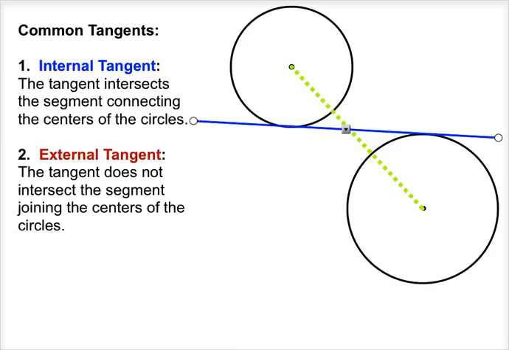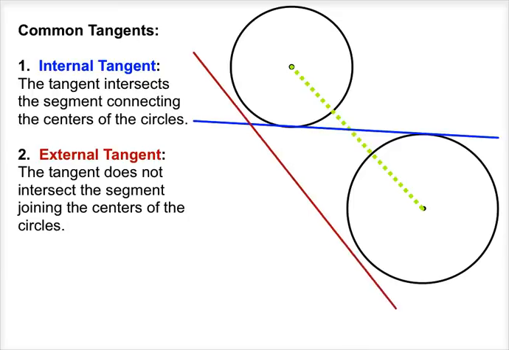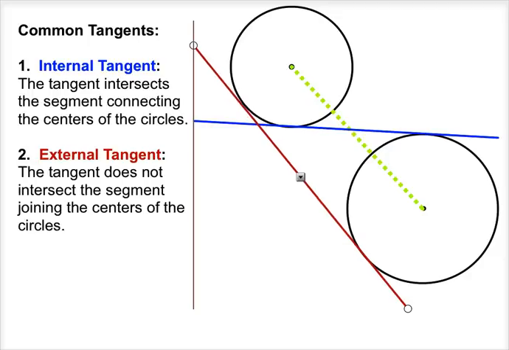I then have something called an external tangent, and the tangent does not intersect the segment between the centers of the circles. So if I imagine now drawing in a tangent, and this time I'm going to draw in a line that's tangent to both circles. So it's going to intersect each circle in one place, but notice that the line doesn't pass through that line that connects the centers of the circles together. So the blue line is an internal tangent, the red one is an external tangent, and it all depends on would it pass through the line that connects the centers of the circles together.